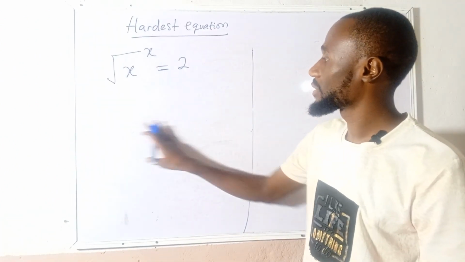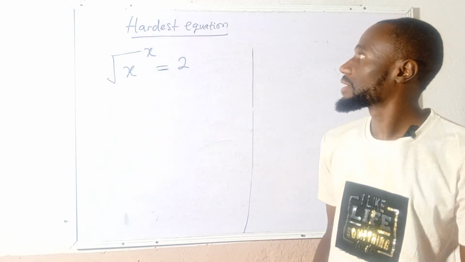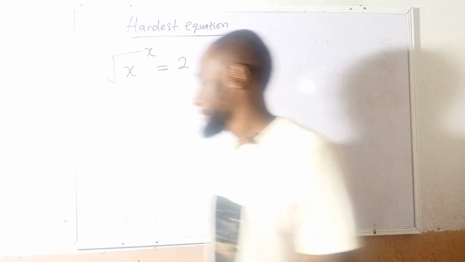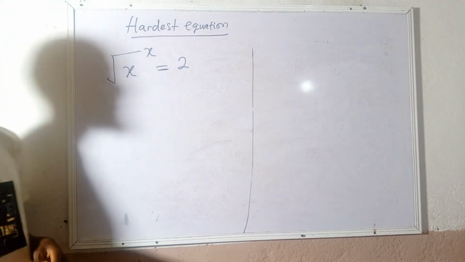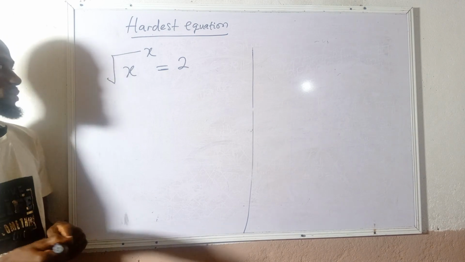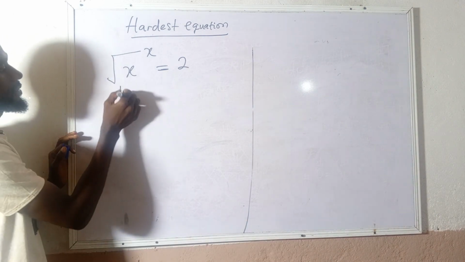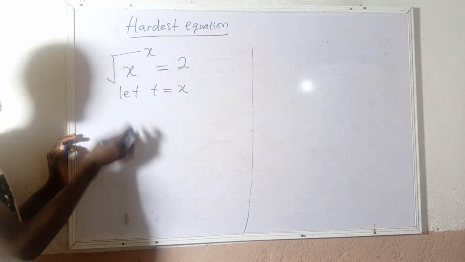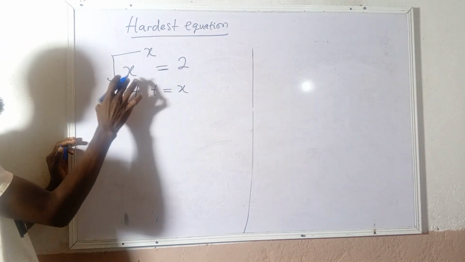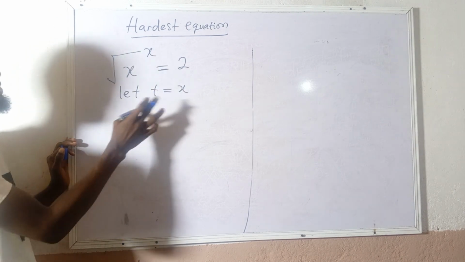In this video we are going to learn how to solve this question. Firstly, we have to let c be equal to x. Let c be equal to x because we have the square root of x. x to the power x is equal to 2.